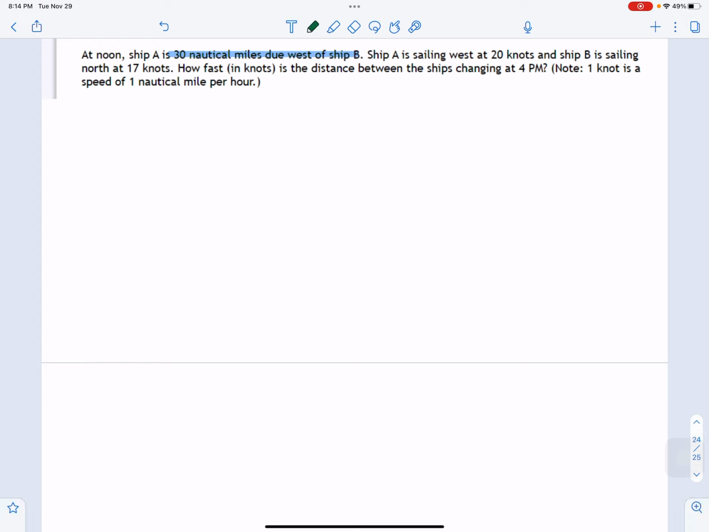Well, I have two ships here. And A is due west, right? That's west of another ship, in this case, ship B. And we are exactly right now 30 nautical miles apart. A nautical mile is a distance for us. So it's miles on the sea. Okay, we'll just write MI.